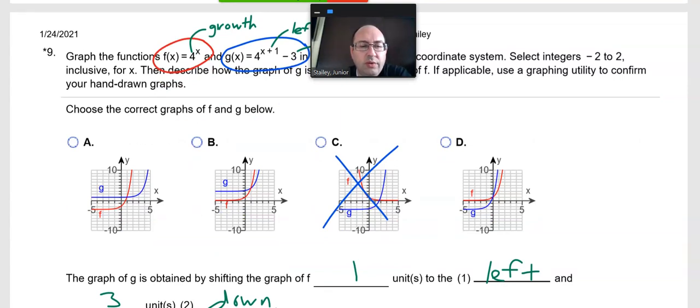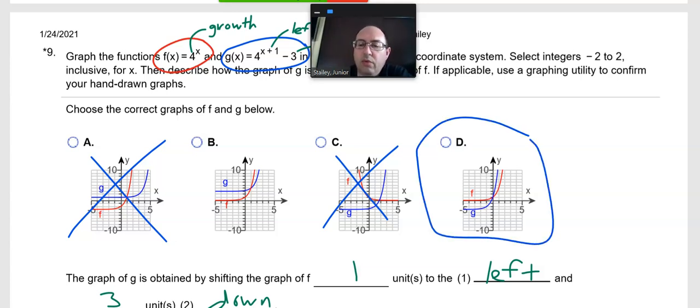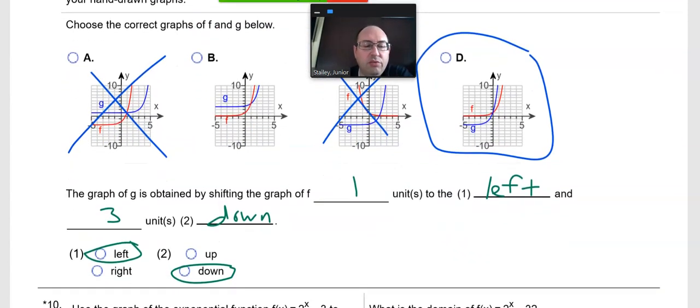All right, so the red one is the original. So that can't be it because the original would never cross the x-axis. So we've got the red one, and it looks like it went left 1 and down 3. Ah, that's this one right here. Left 1 and down 3. The other one's been moved up. That's a dead giveaway. Just look at the up and down. And that is 1 to the left and 3 units down.